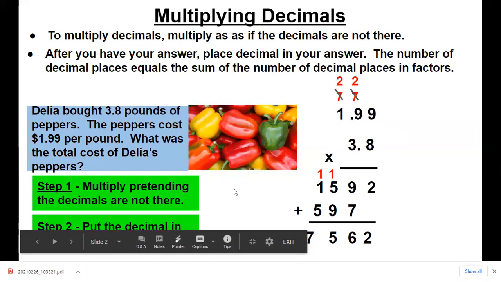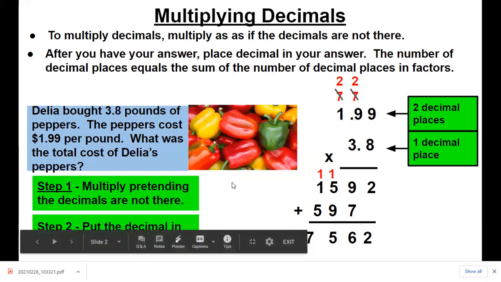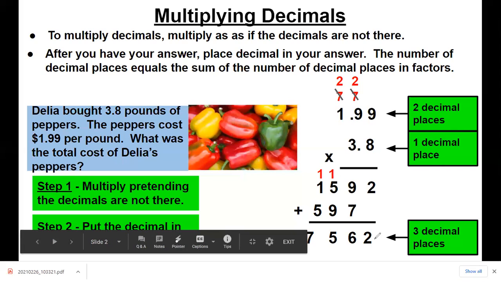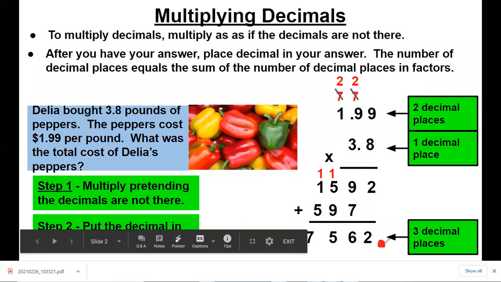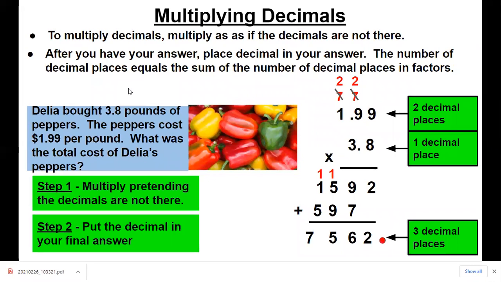So let's take a look at that. Put the decimal in your final answer. So 2 decimal places in that number and 1 decimal place in that number. 2 plus 1 is 3 decimal places. So it's assumed that the decimal starts at the end of the number, and then we go to the left the number of places that is needed. So since we need 3, we're going to go to the left 3 jumps. So it's starting there, 1 jump, 2 jumps, 3 jumps. And that's the new spot for our decimal.